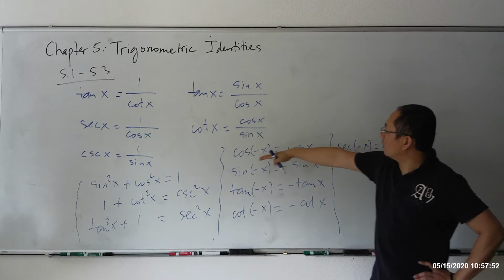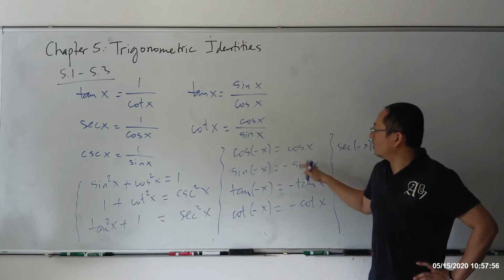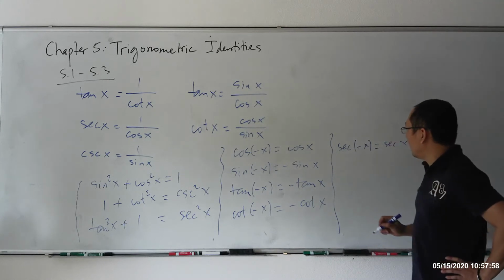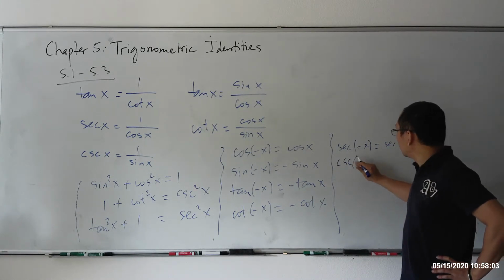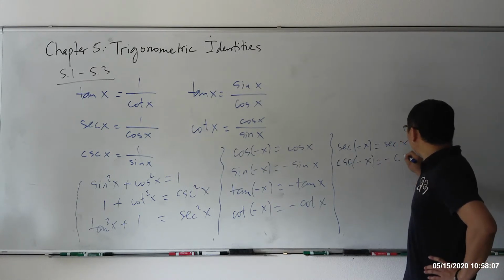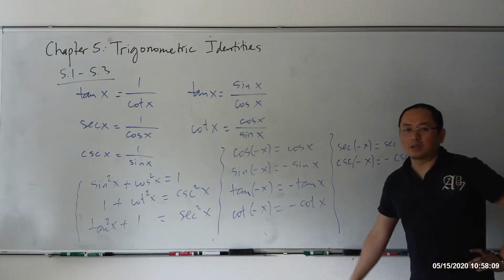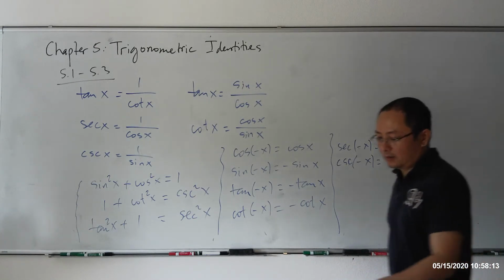See? For an even function, if you change the sign of the angle, it's the same. For an odd function, if you change the sign of the angle, you have the opposite value outside. So cosecant of negative x equals negative cosecant of x. Those are the fundamental or basic equations that you are going to need.